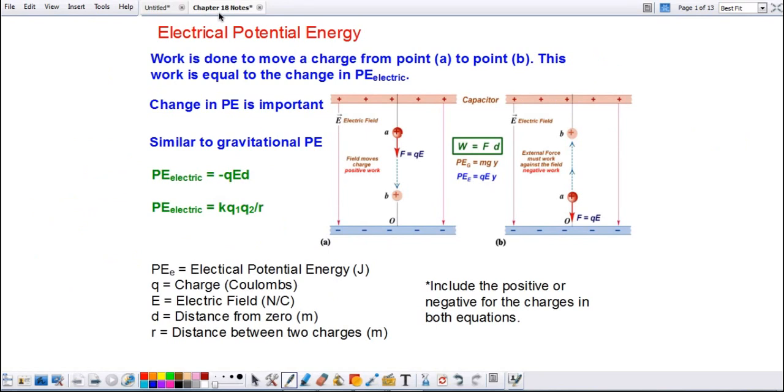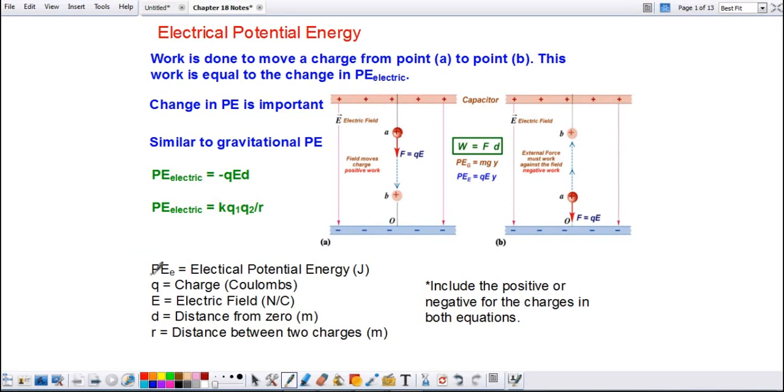Let's go ahead and look at these. Electrical potential energy. Work is done to move a charge from point A to point B. Okay, this work is equal to the change in electric potential energy. The change in the potential energy is what we're really worried about. Similar to when we were talking about gravitational potential energy, we were worried about the change. We've got two equations, one if we know the electric field, the other if we have two charges.